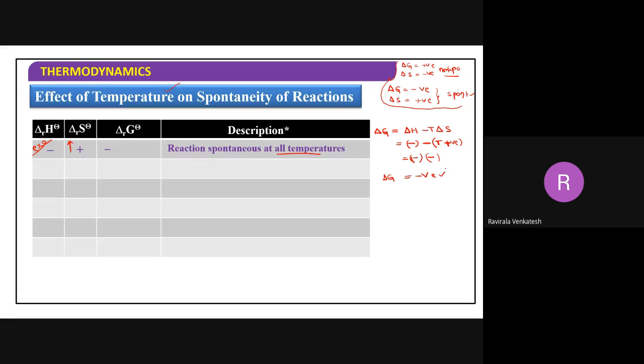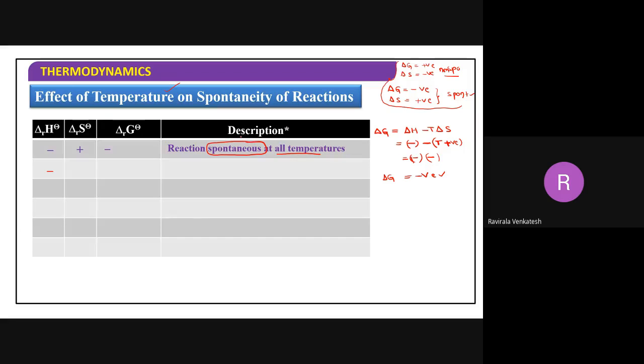So whenever delta H is negative, understood better? Whenever delta H is negative and delta S is positive, that means an exothermic reaction with increasing entropy. At any temperature, whatever the temperature may be, delta G will be negative. Definitely that will be spontaneous. So in these two cases, it will always be spontaneous.